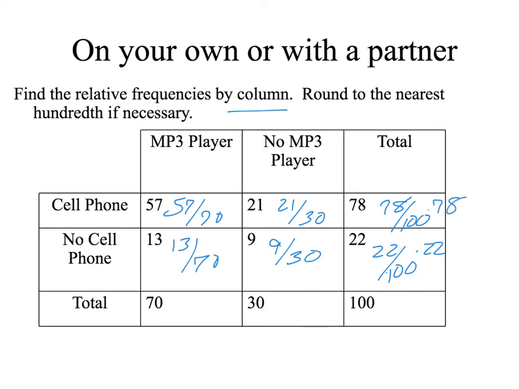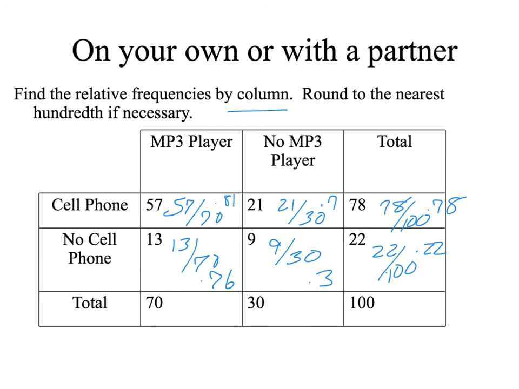Then we have 21 divided by 30. It's going to give me 0.7. 9 divided by 30, 0.3. 13 divided by 70, 0.76. And 57 divided by 70, we're looking at 0.81.